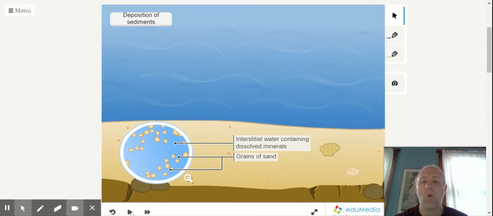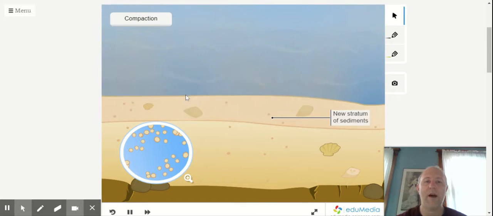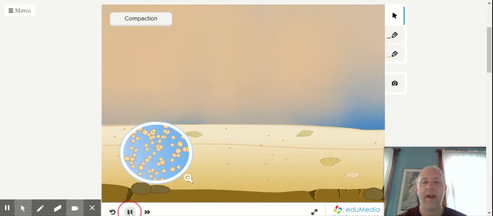Now we're going to add some more sediment on top of this. And you'll see another wave of sediment will come down. Maybe the river was flooding that day or something. And now we end up with another cloud of sediment coming down, and we have a new layer. And that new layer compacts or squeezes down the bottom layer, the first layer.